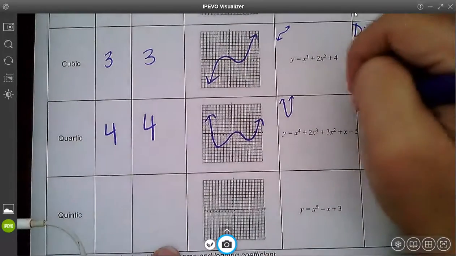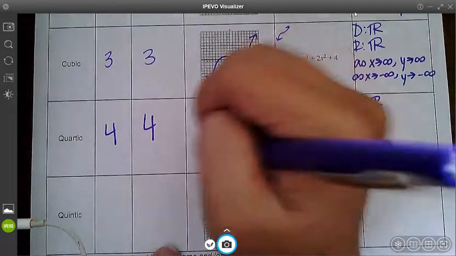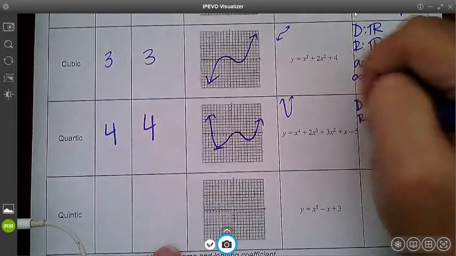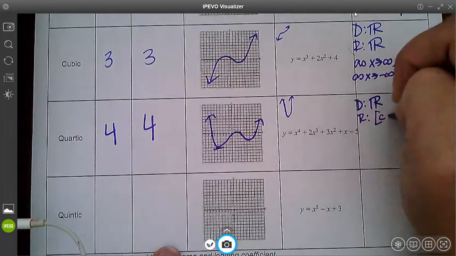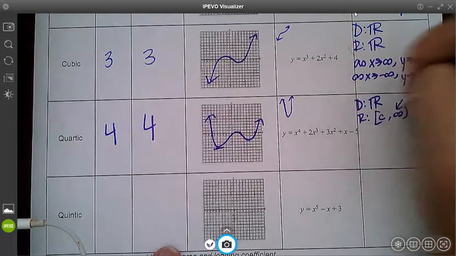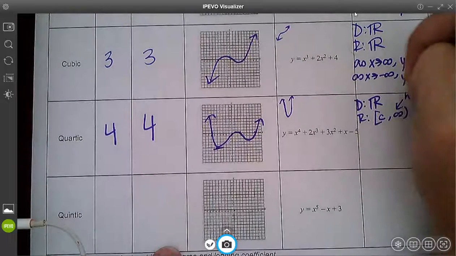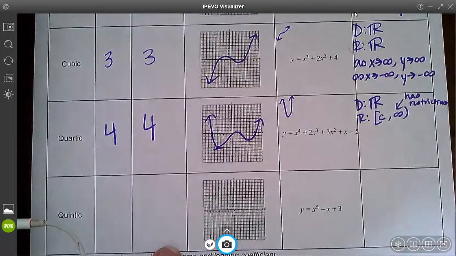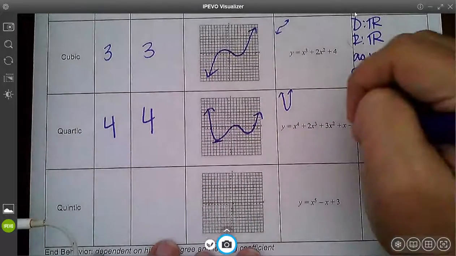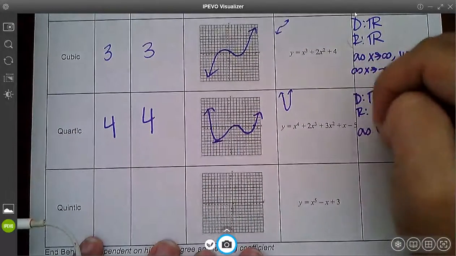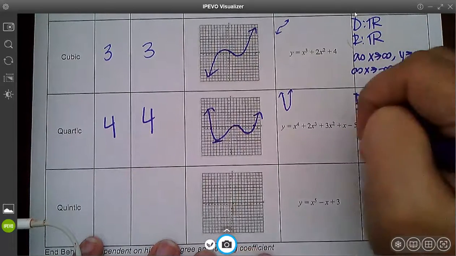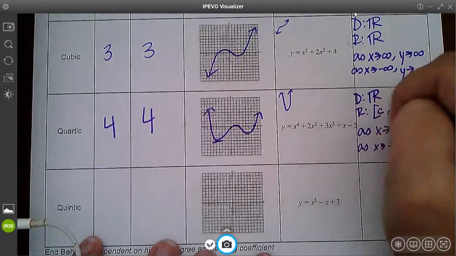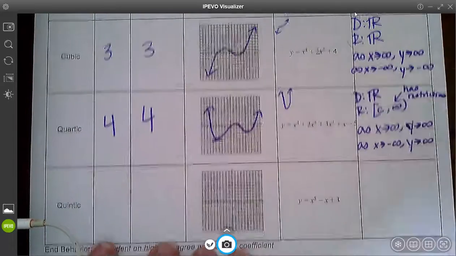My domain is always all real numbers, but my range depends on my lowest y value. And my range has restrictions. It's going to be from a constant to infinity, but it depends on that lowest y value. Your end behavior, like a quadratic, is going in the same direction. So as x goes to infinity, y goes to infinity. And as x goes to negative infinity, y is still going to infinity.